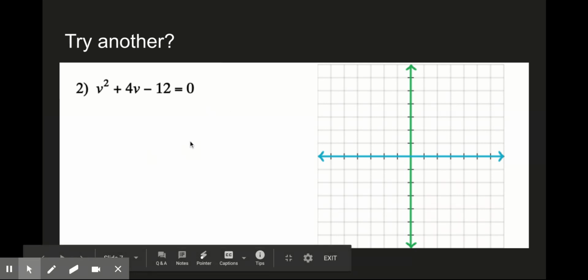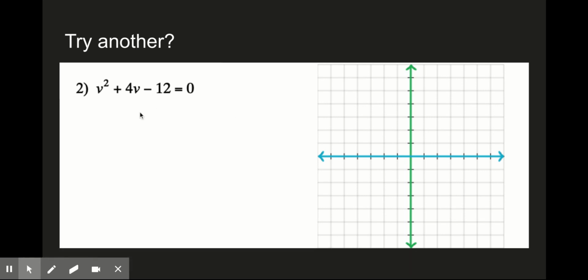Tomorrow, we're going to talk about what it takes to factor when the leading coefficient is not 1. We've been lucky so far in keeping it simple. We'll try and make it more complicated tomorrow.